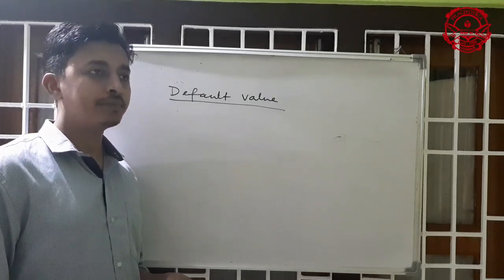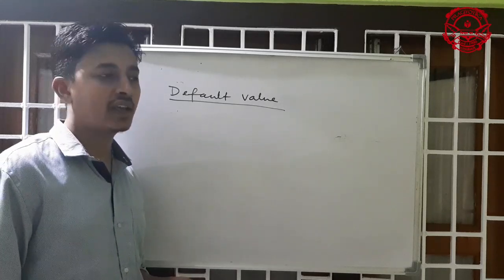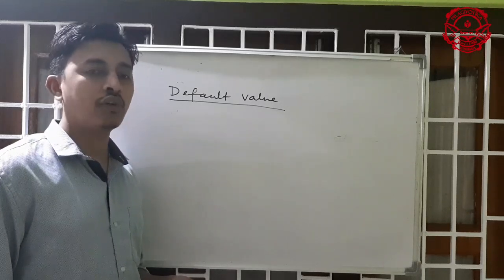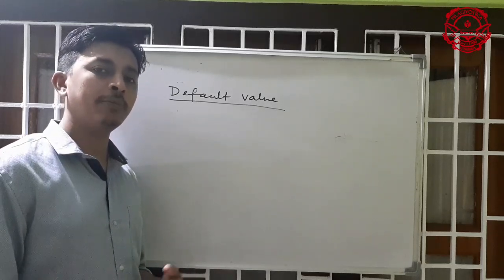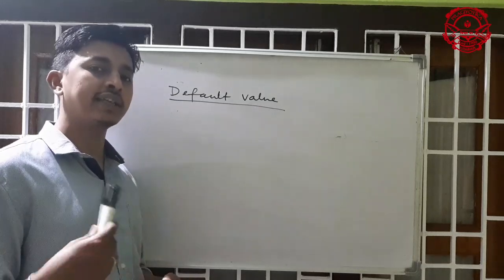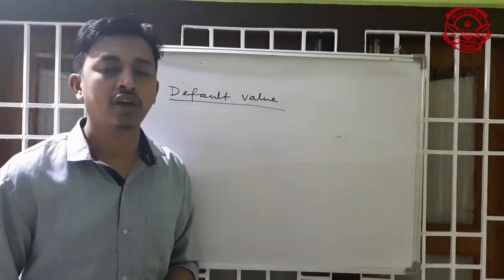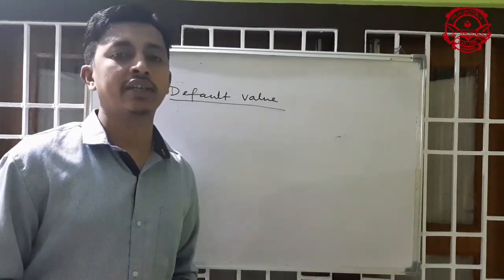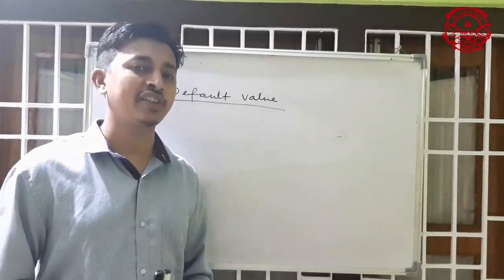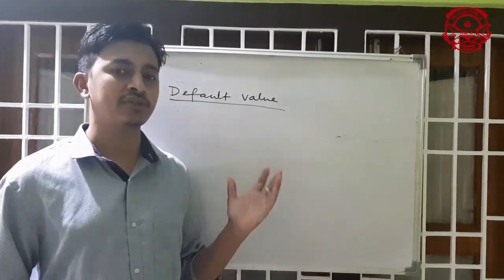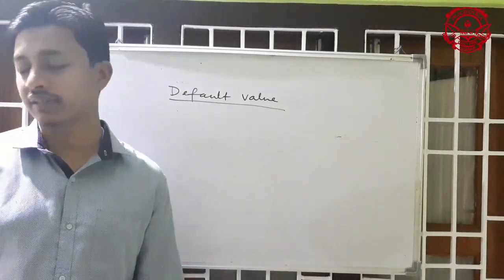For example, in your mobile settings, there are default settings. If you change or create your own settings, you can change them. But if you want to come back to the default settings, click the default settings again, and then your computer or your mobile phone will automatically return to the default settings. That is already created. In the same way, the default value is already created. You just apply it.